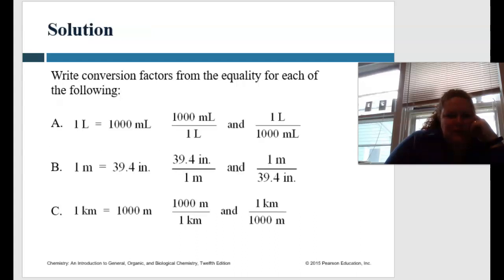Okay, so here are the solutions for that. It would be that 1,000.